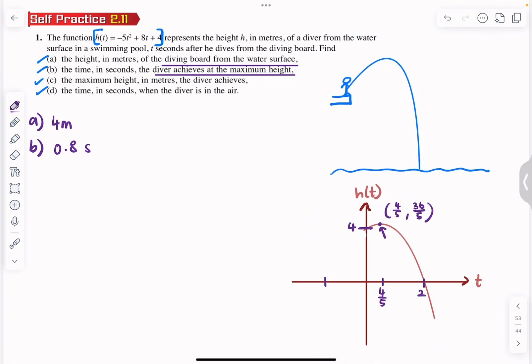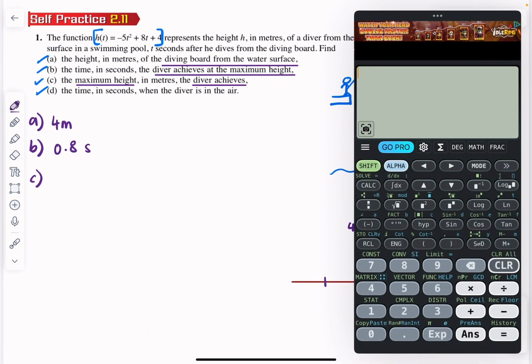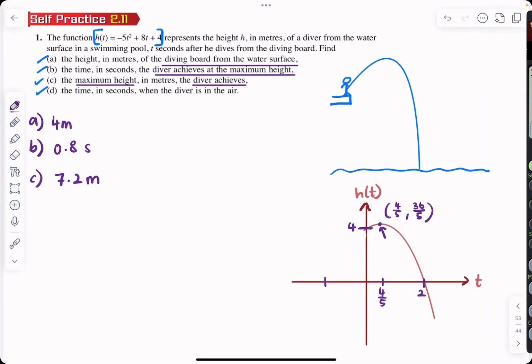C. The maximum height the diver achieves. So the maximum height would be here. This is the maximum height. So the maximum height is 36 over 5. If you want to give it in decimals, it will be 7.2 meters.